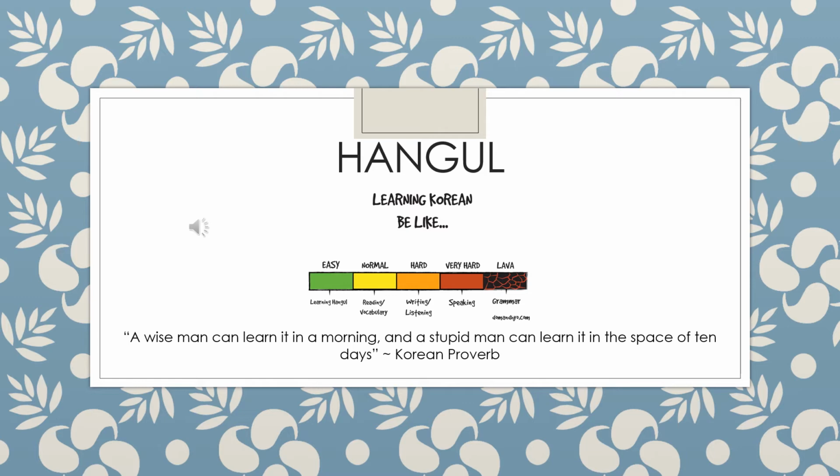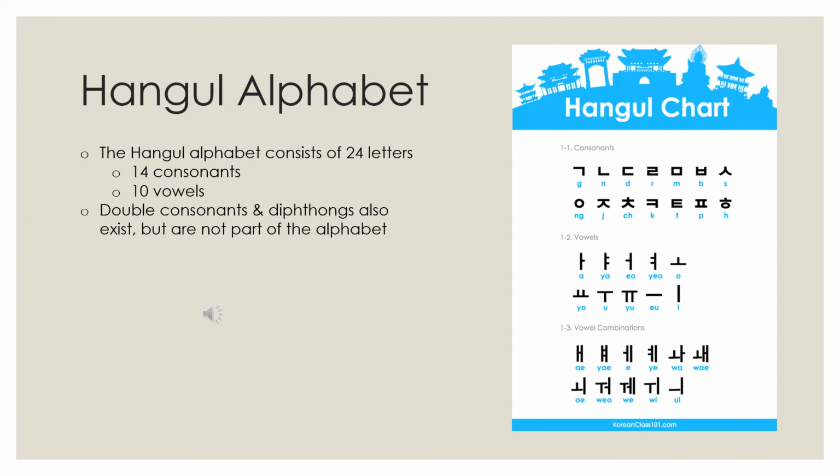And fortunately for you, I will not be going into anything other than Hangul, one of the easiest parts of learning Korean. And I should know. In essence, the Hangul alphabet consists of 24 letters. This is 14 consonants, as you can see on the chart here, 1-1. These are the basic consonants. You have 10 vowels, represented here in 1-2. As well, double consonants and diphthongs. The diphthongs are represented in 1-3, and we will get to the double consonants. They exist, but are not technically considered part of the alphabet.